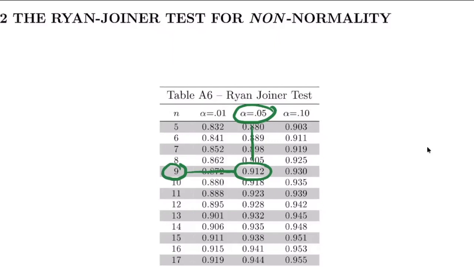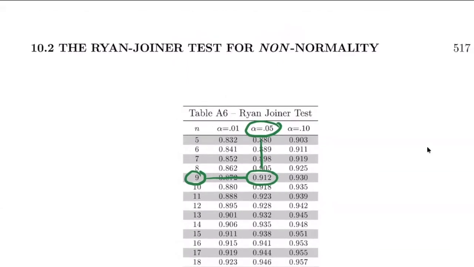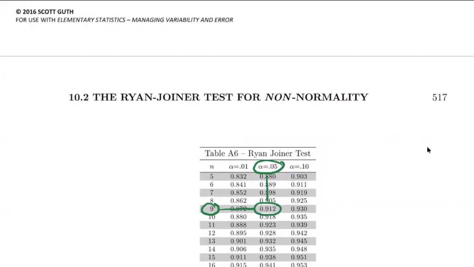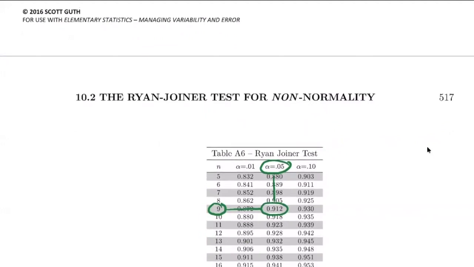There's no degrees of freedom. There's not even a probability distribution associated with this. This table is built based on simulations of lots of samples from normal populations. Okay, this is a table based on simulations. It's crazy, but it's called a non-parametric test, which means there's no probability distribution for it. Okay, so 0.912 is the required value.